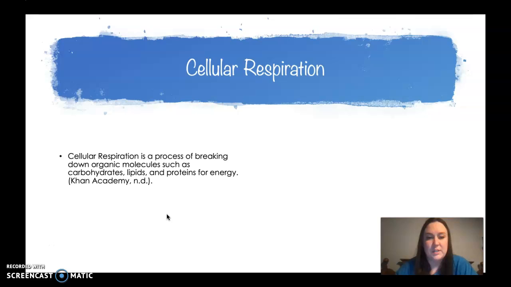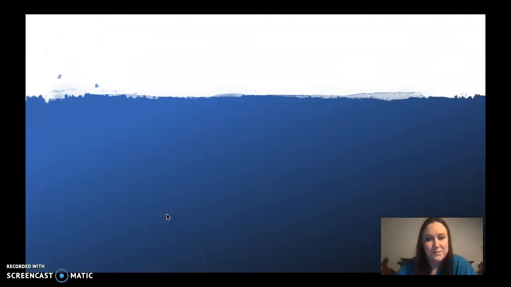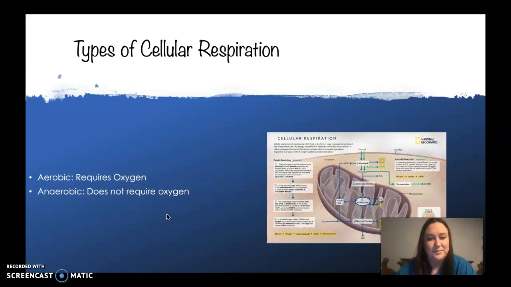Cellular respiration is a process of breaking down organic molecules such as carbohydrates, lipids, and proteins for energy. In shorter terms, this is how we obtain our energy. There are different types of cellular respiration: aerobic, which requires oxygen, and anaerobic, which does not require oxygen.